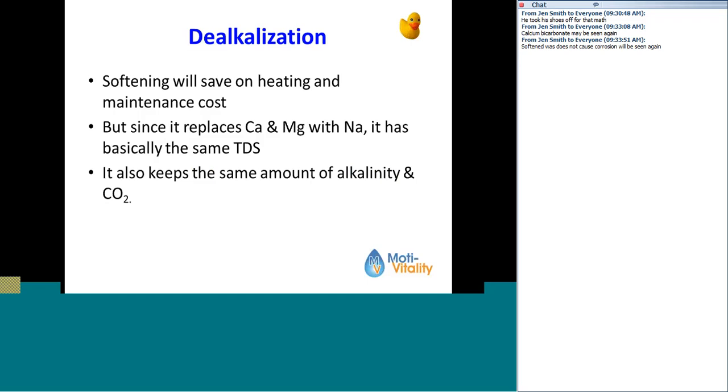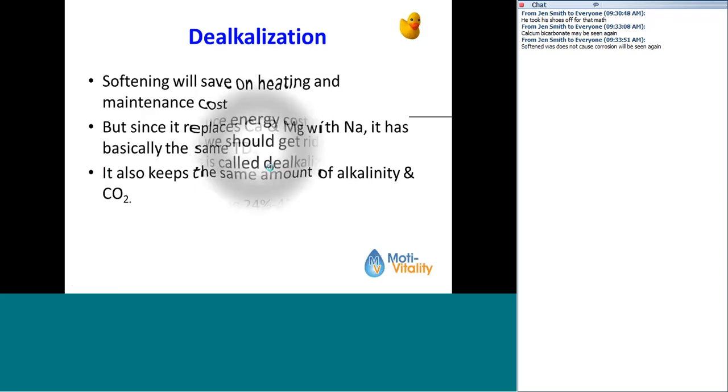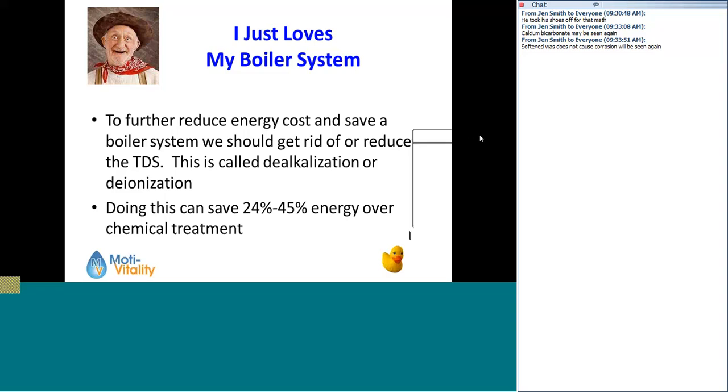So with softened water that's had the calcium and magnesium removed, it's replaced with sodium or potassium. It keeps the same amount of alkalinity and the same amount of CO2, carbon dioxide, as well. To further reduce energy cost and save a boiler system, we should get rid of or reduce the total dissolved solids. That's called dealkalization or deionization. If you get rid of the total dissolved solids, you can save 24 to 45% energy over just chemical treatment if you get rid of it entirely.